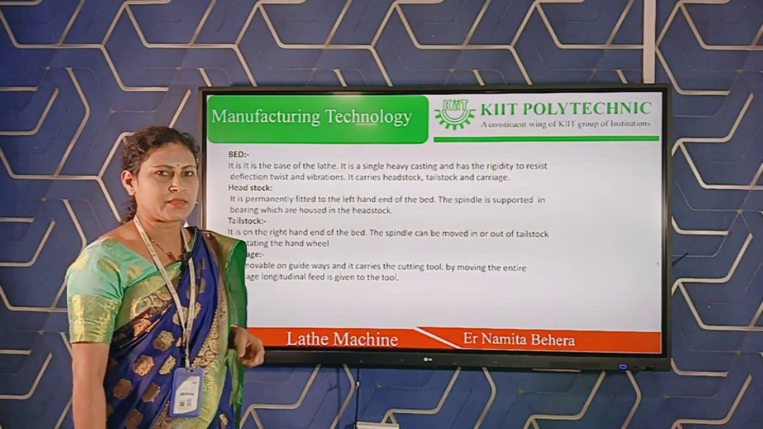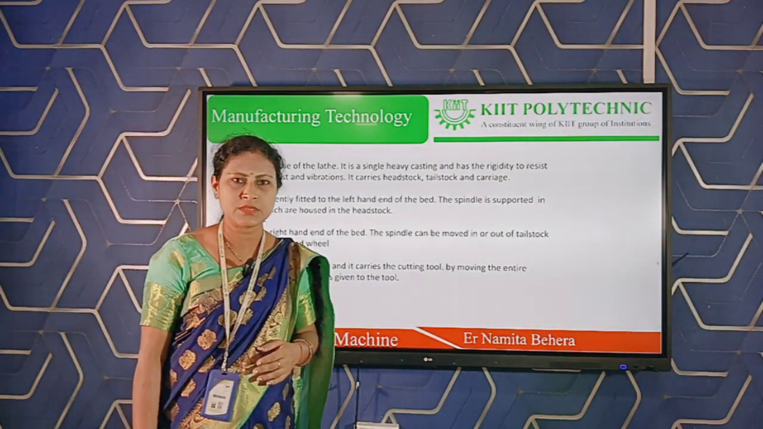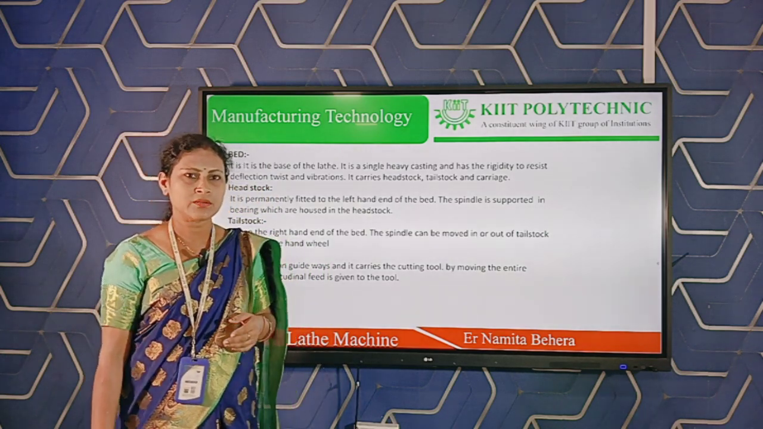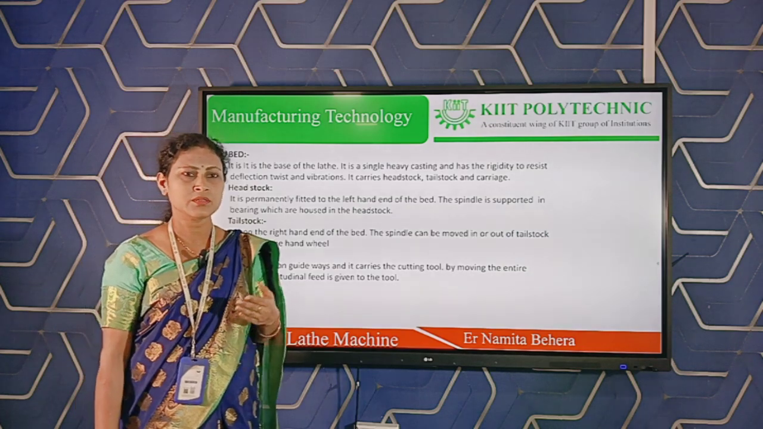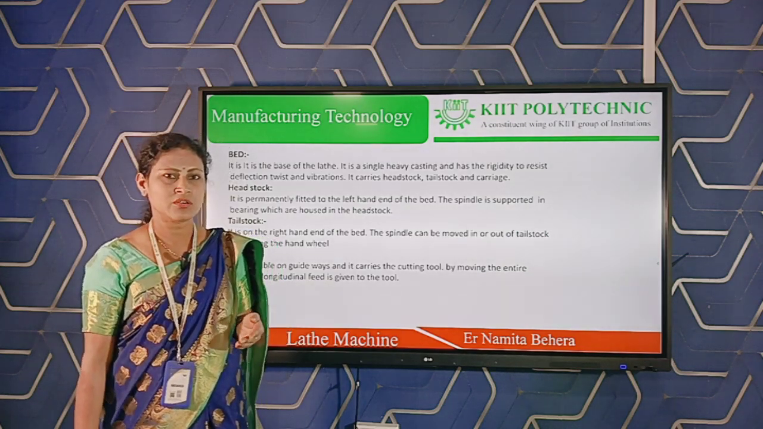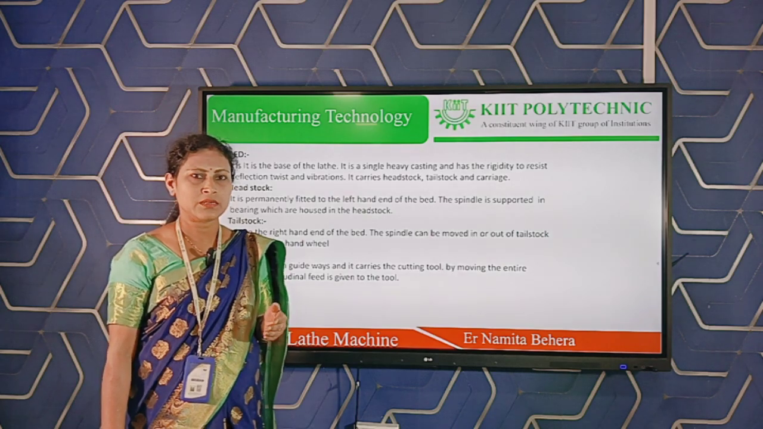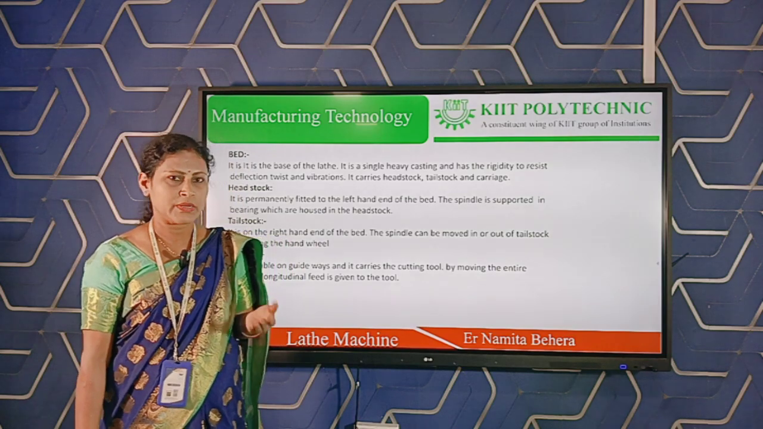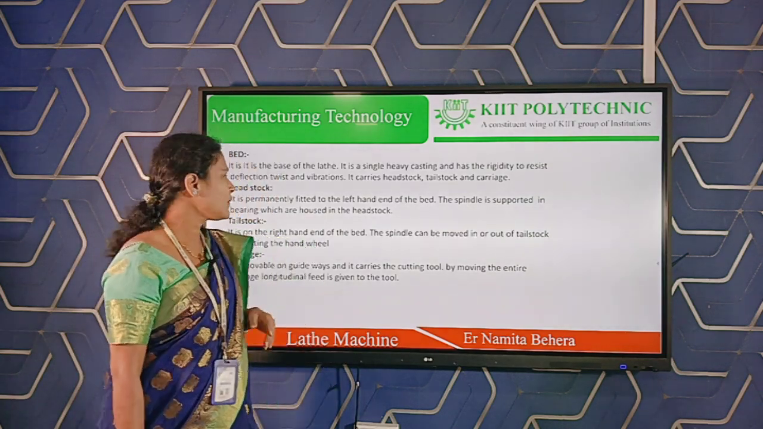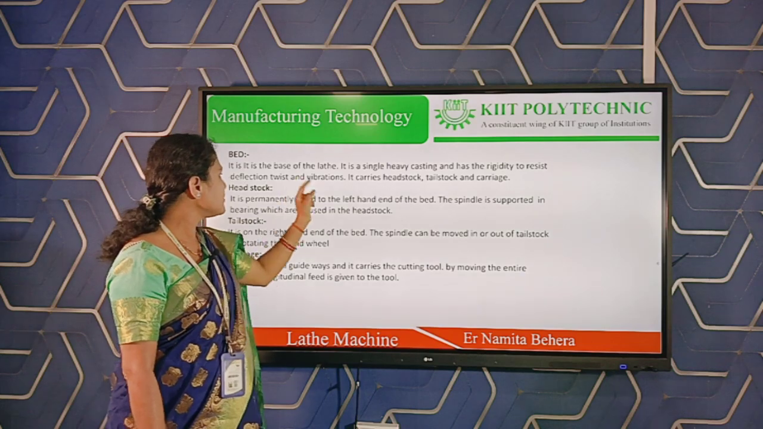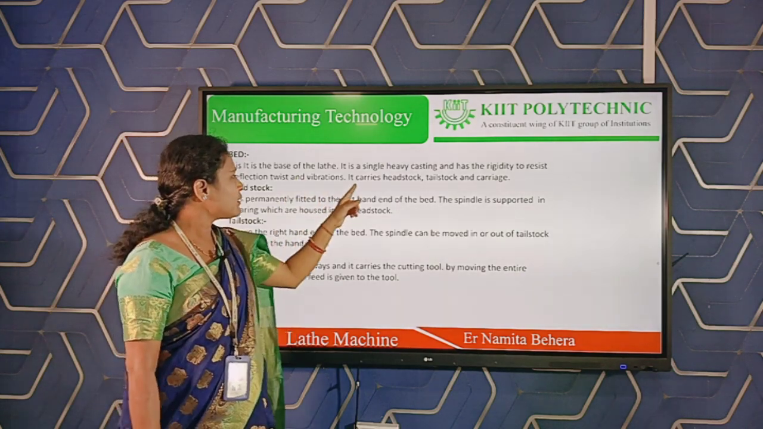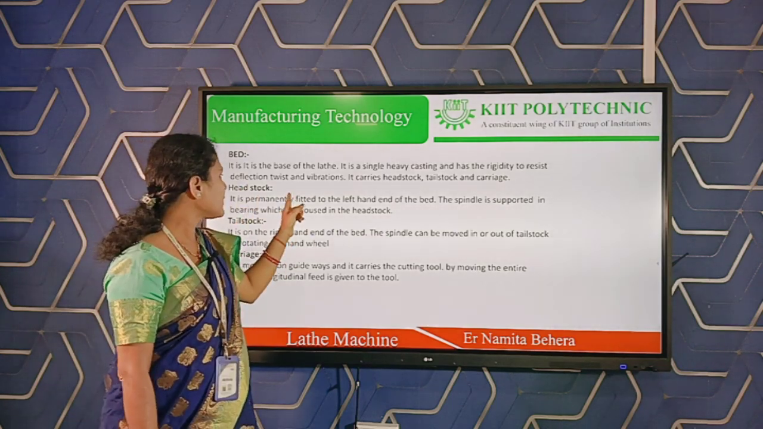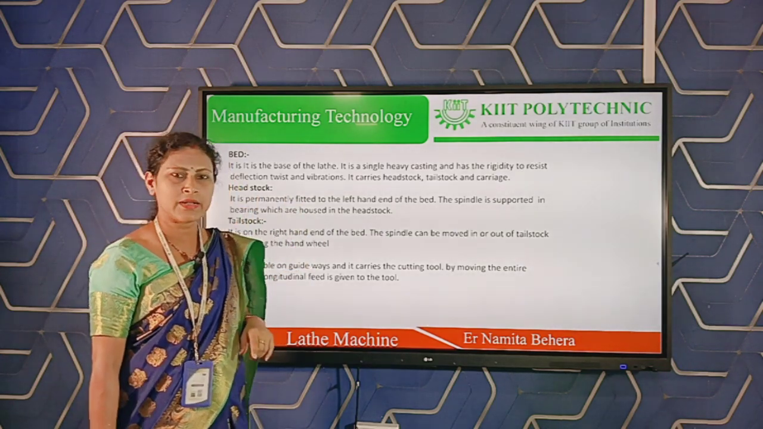So, bed. Bed is the base part of the lathe machine, which is most rigid. It is made up of cast iron, and the different parts of the lathe like headstock, tailstock, and carriage are mounted permanently on it. It is a single heavy casting and has rigidity to resist deflection, twist, and vibration. It carries the headstock, tailstock, and carriage.